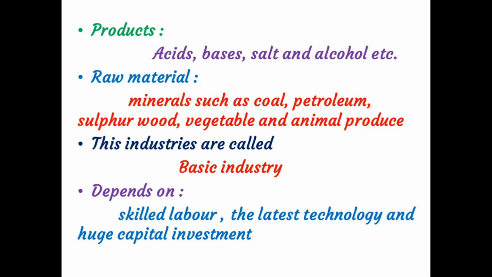These are the features of this industry. Okay, these industries are producing acid, base, salt and alcohol, etc. And these industries are using minerals such as coal, petroleum, sulfur, wood, vegetable and animal produce as raw material. And these industries are called a basic industry because they supply raw material for other industries. And these industries depend on skilled labor, the latest technology and a huge capital investment. Clear, children?